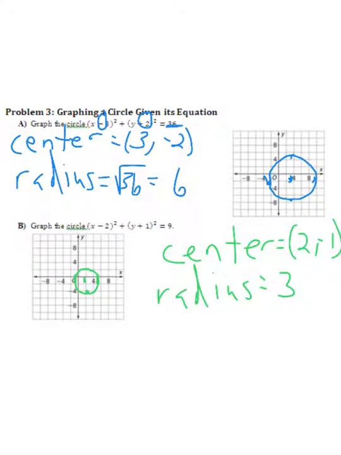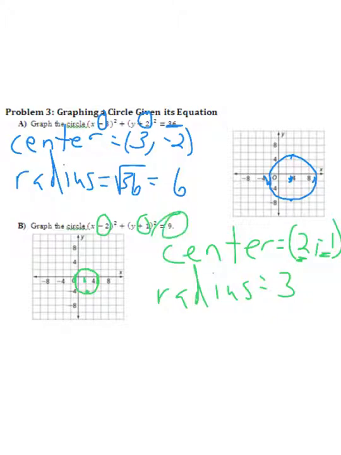Okay, so for this one, the center, I found it to be 2, negative 1. Again, how we get that, if it's a minus 2 with the x, it's going to be a positive 2 in the center. And if it's a plus 1 with the y, it's going to be a minus 1 in the center. And finally, for my radius, it's 3. It was equal to 9. Square root of 9 is 3.